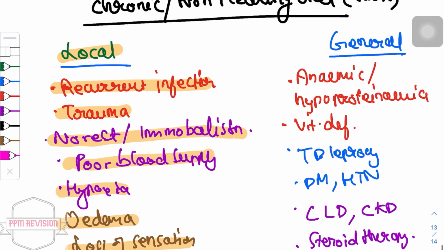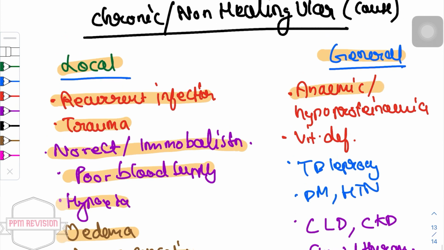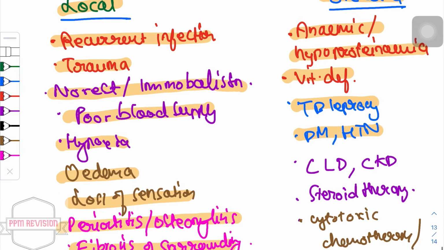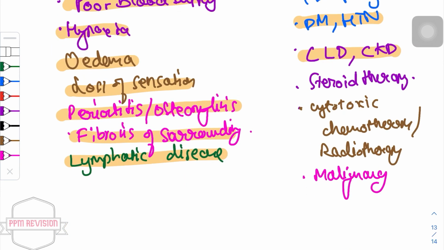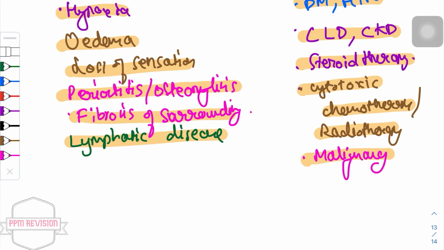Just to repeat the general causes: it can be due to anemia or hypoproteinemia, vitamin deficiency, TB or leprosy, diabetes mellitus, hypertension, chronic liver disease or chronic kidney disease, steroid therapy, cytotoxic chemotherapy, radiotherapy, as well as malignancy.